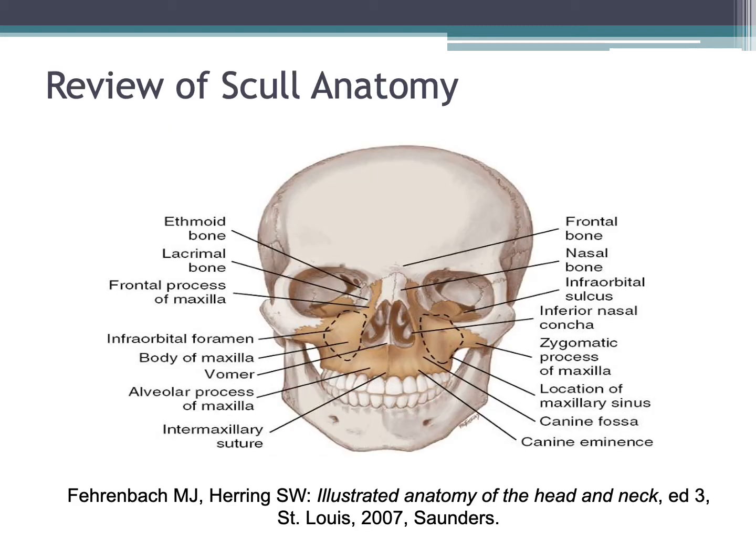Here we see a frontal view of the human skull. The significant landmarks in the maxillary arch include the canine eminence, the canine fossa, the alveolar process, which is the bone which surrounds the maxillary teeth, and the zygomatic process. Often, the targets of maxillary local anesthesia are the apices of the maxillary teeth, which can often be palpated.